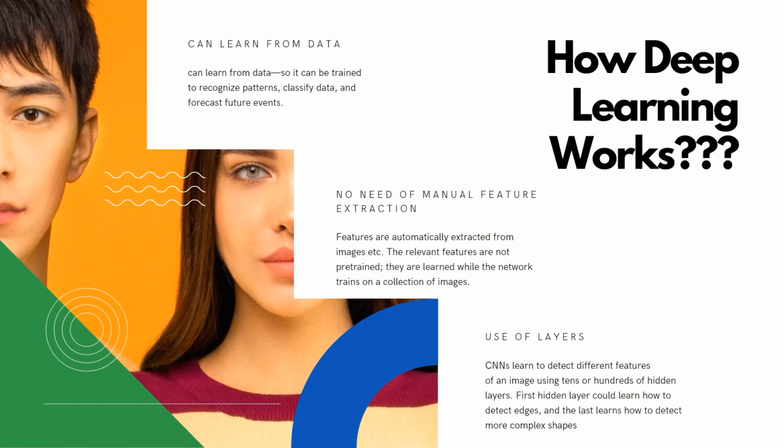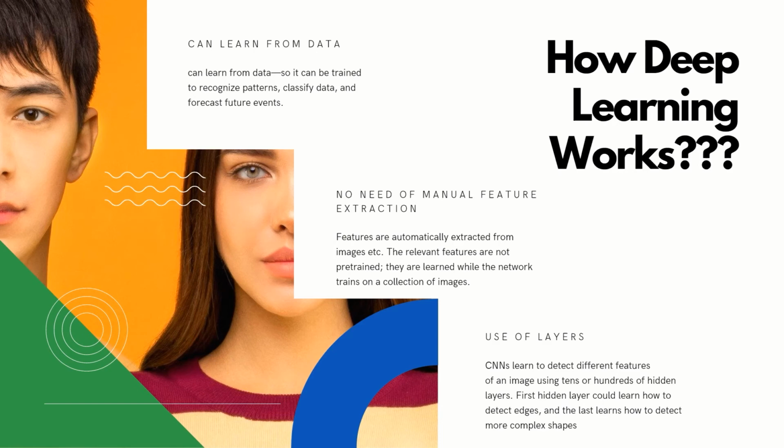Then, since it works on the process of feature extraction, there is no need for manual feature extraction. Features are automatically extracted from the images, videos, and so on. Okay, so the relevant features are not pre-trained. They are learned while the network trains on a collection of images. That means pre-storing is not there. So once the network is getting trained, let's say for example on a collection of images, these features are automatically learned.